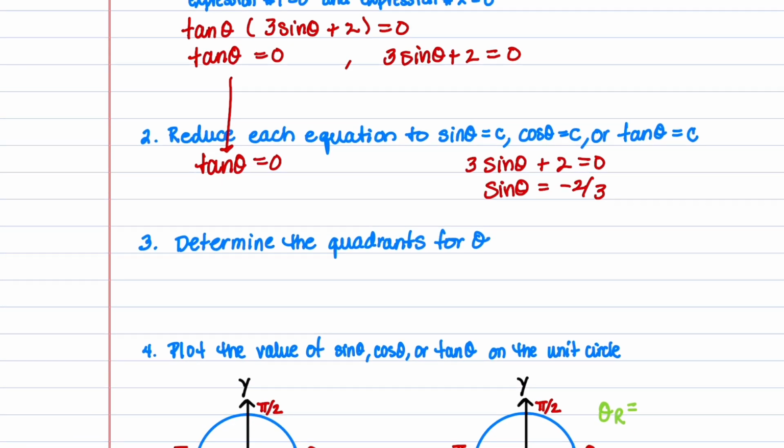Since tangent theta is equal to 0, our solution theta is going to be a coordinate point. And for our second equation, sine theta is negative. So theta is going to be in quadrants 3 and 4.